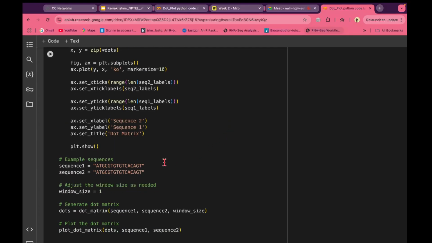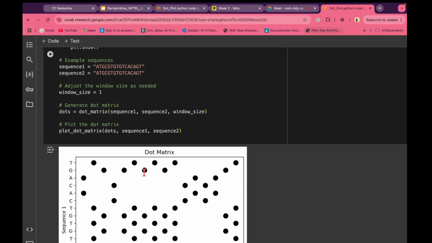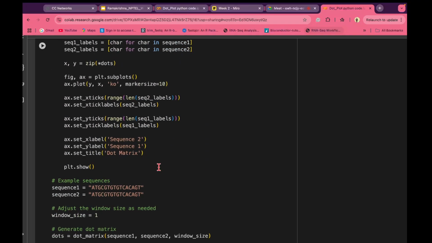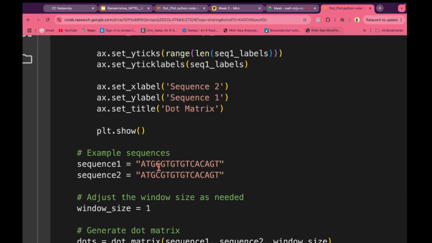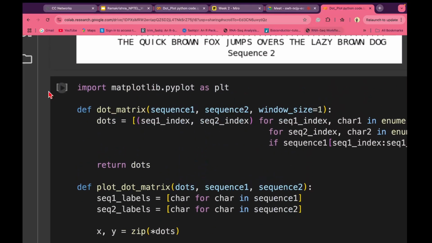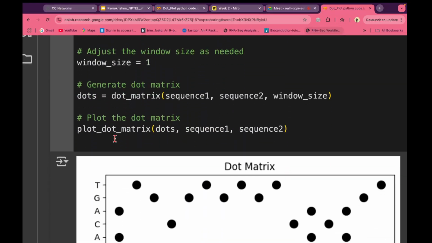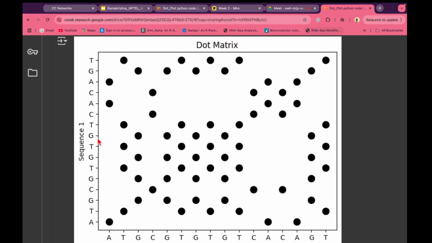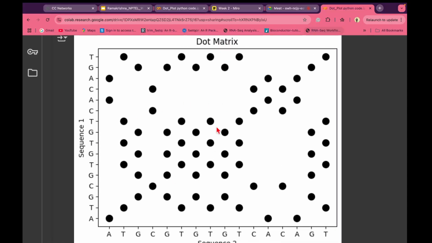Now that we have taken a string, a similar thing we can do with a sequence. So here I have taken a sequence, and these two are completely identical sequences. When I run, this is the dot matrix you observe. This dot matrix looks a little clumpy. This is due to noise or 2D visualization, and it is one of the major drawbacks of dot matrices.